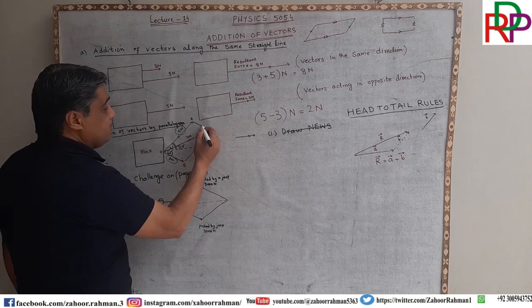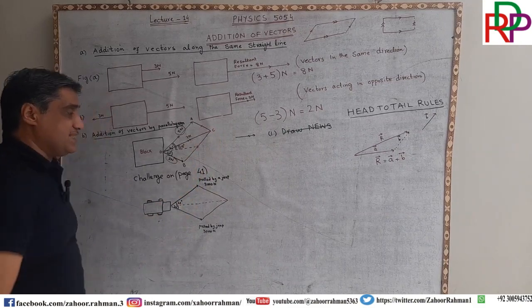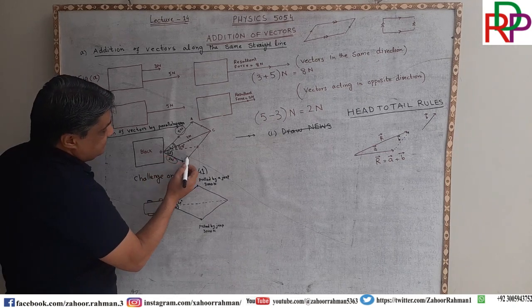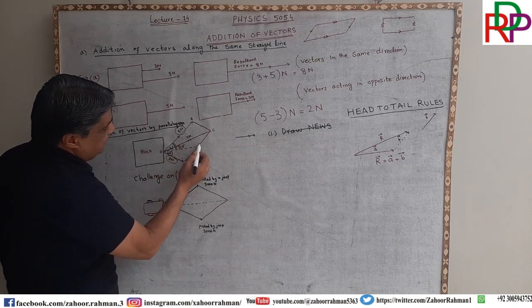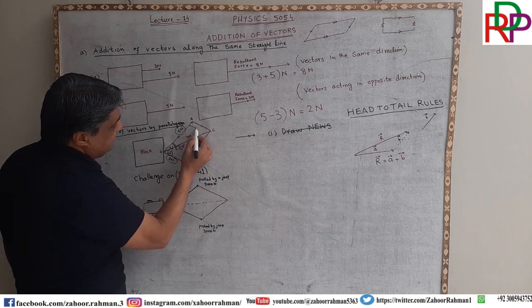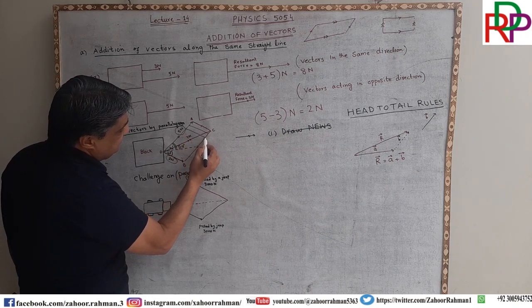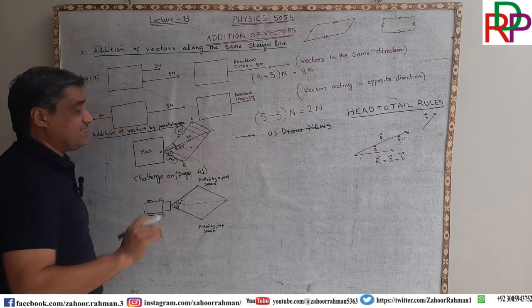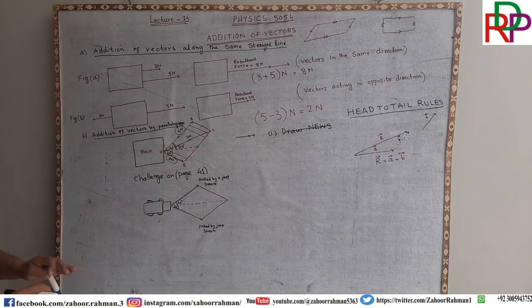This must be equal to this. One thing more I want to tell you, that all the distances will be the same. This distance, and similarly all these distances will be the same. So that is why it will be called a parallel line.